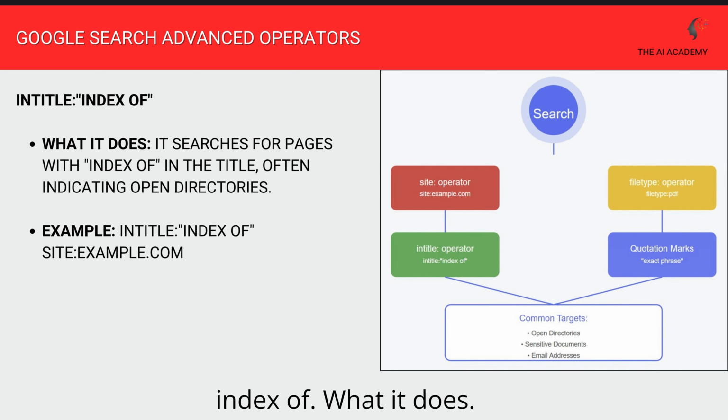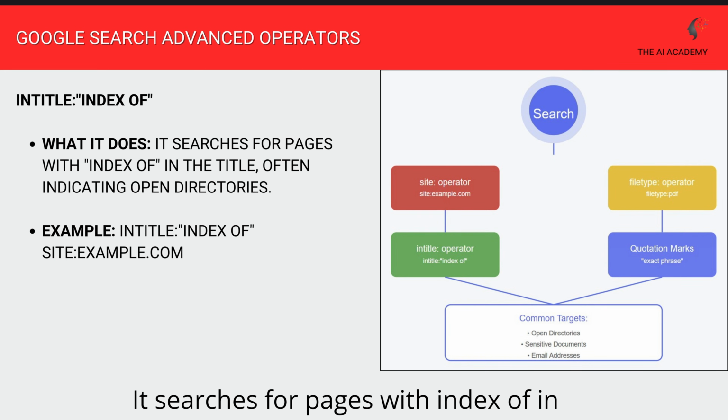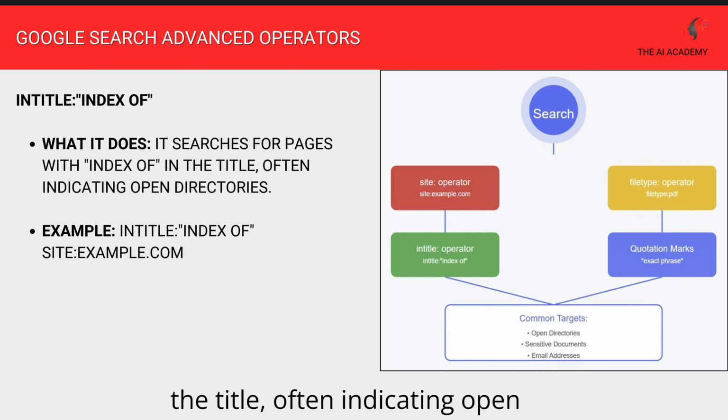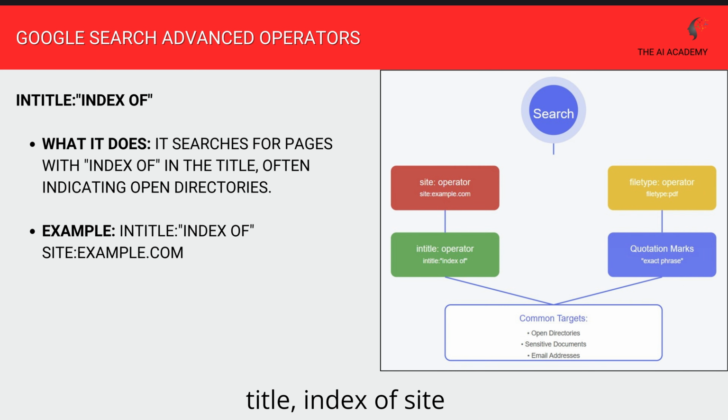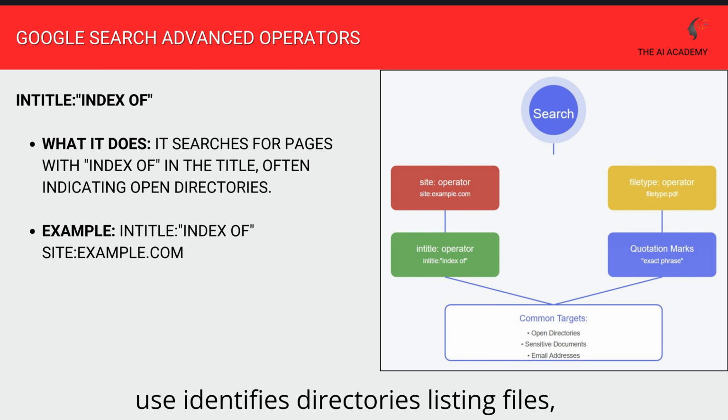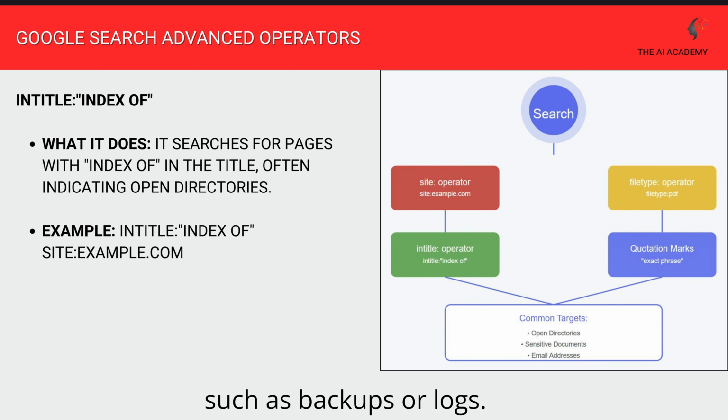Intitle: "index of". What it does: it searches for pages with "index of" in the title, often indicating open directories. For example, intitle:"index of" site:example.com. Practical use: identifies directories listing files, such as backups or logs.